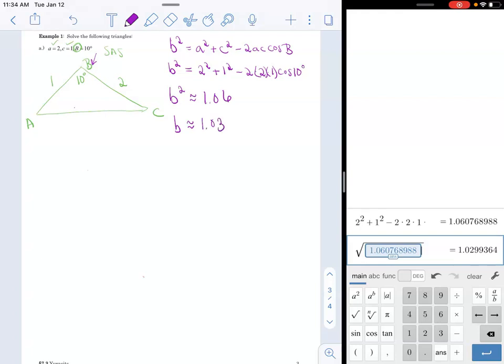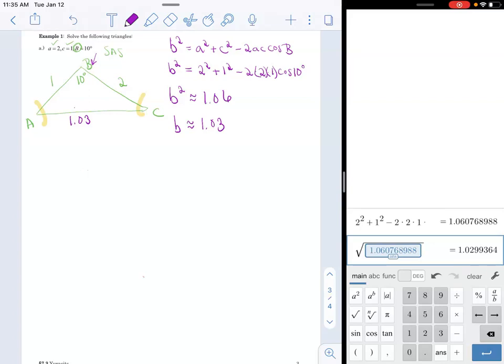Pay attention to instructions. They might want you to round in a different way. On our notes, I'm always going to the second decimal place. So what we found here is the length of B to be about 1.03. And we still need to find angle A and angle C. Whatever angle you want to solve for first, be my guest and go for it. I'm just going to decide that I want to solve for A.